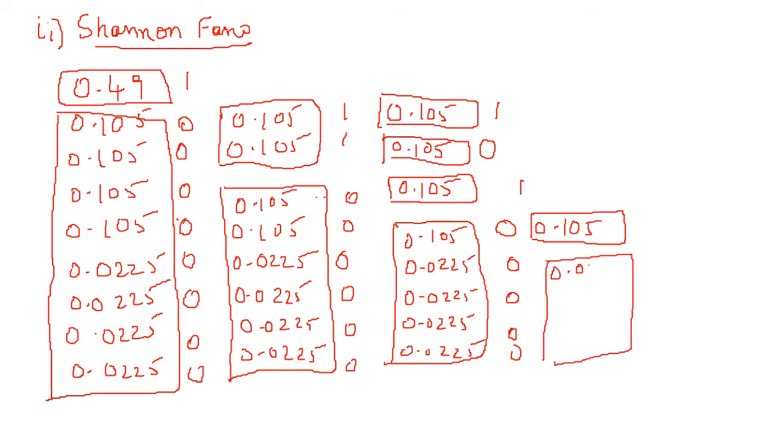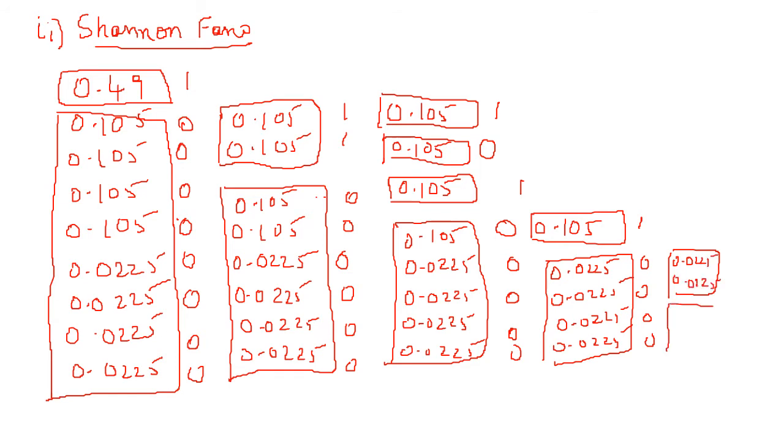So 0.0225, 0.0225, 0.0225 and 0.0225. Assign 1 to this and 0 to this. Again group the first value as 0.0225, 0.0225 as one group, then the next two value probabilities as one group. So 0.0225, 0.0225, assign 1 for one subgroup and 0 to the next one.